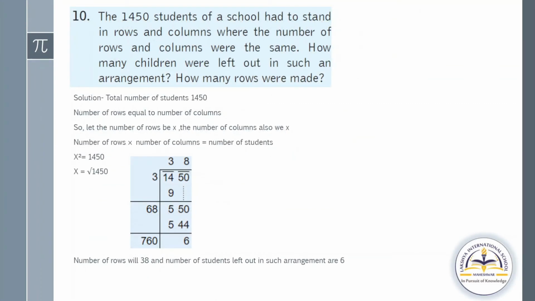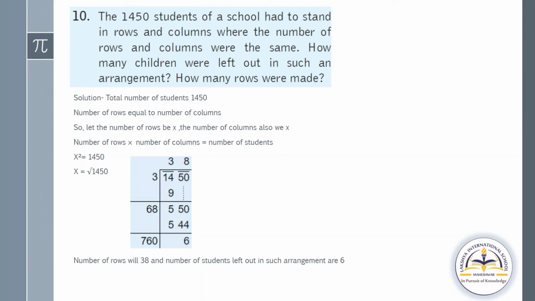Question number 10. The 1450 students of a school had to stand in rows and columns where the number of rows and columns were the same. How many children were left out in such an arrangement? How many rows were made? Total number of students is 1450. Number of rows equals number of columns. So let the number of rows be x and the number of columns also be x.